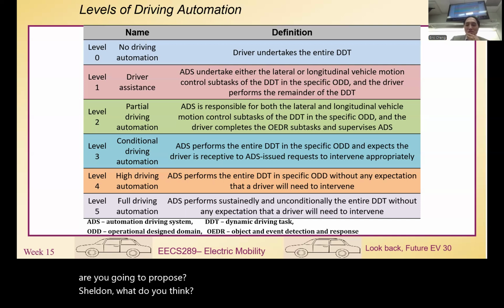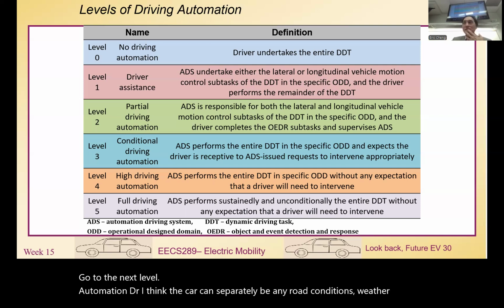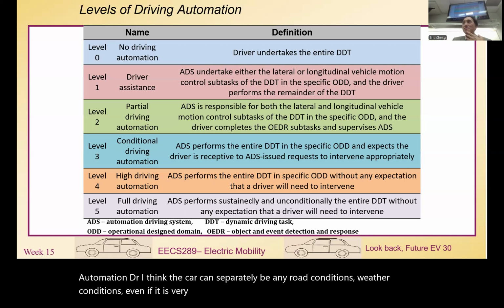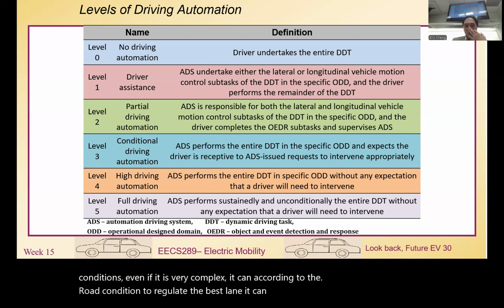For the next level of automation driving, I think the car can self-drive in any road conditions and weather conditions. Even if it is very complex, it can, according to the road condition, regulate the best lane. It can change the lane by itself and save time.